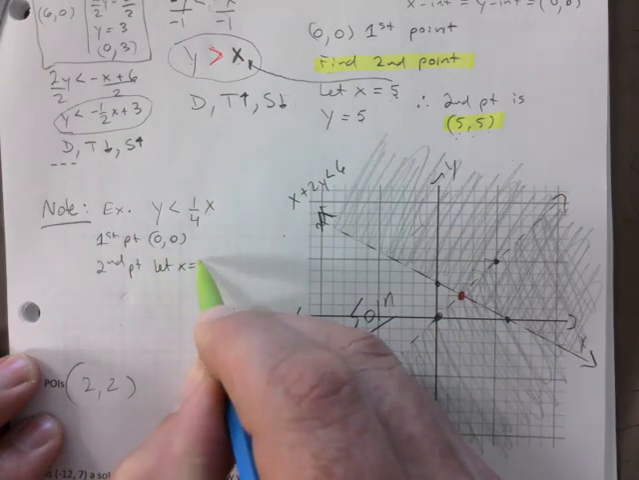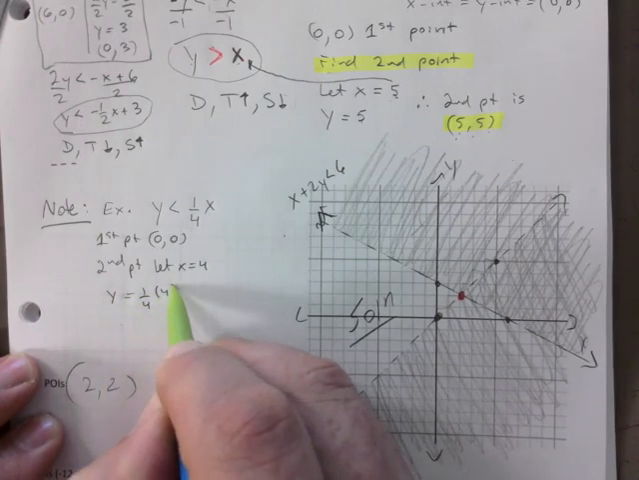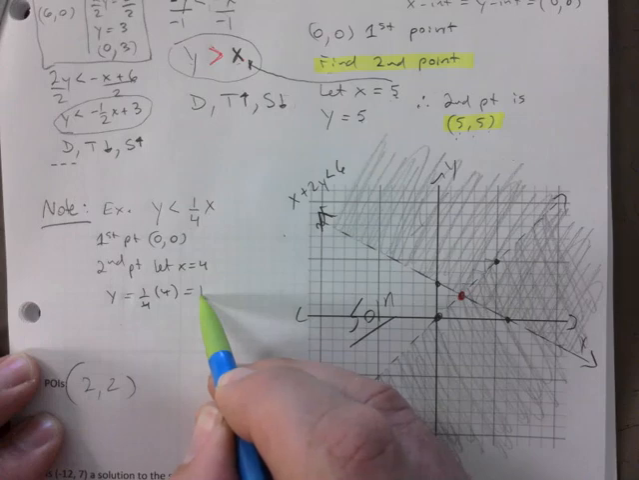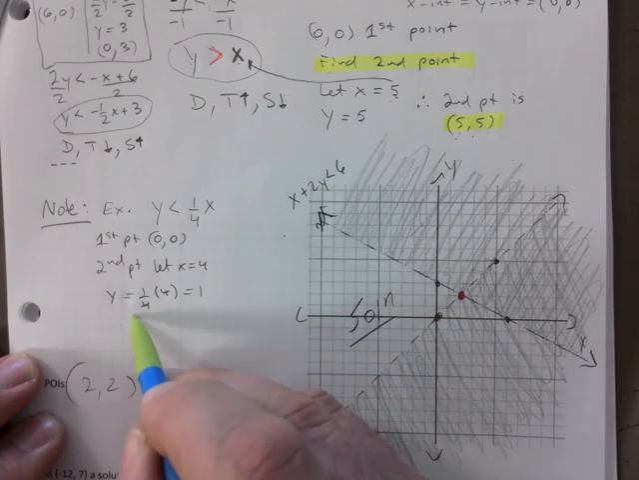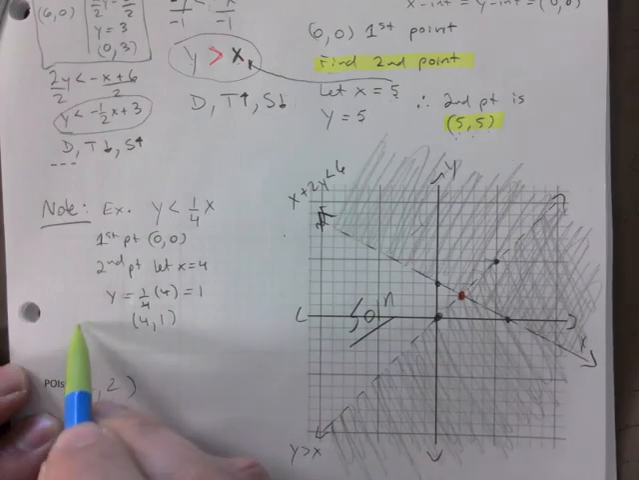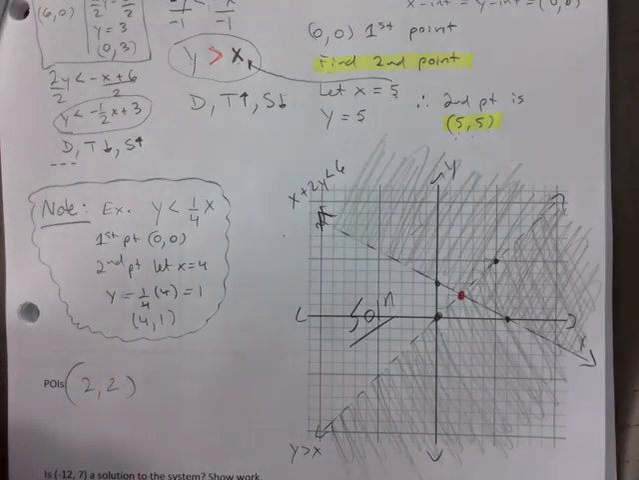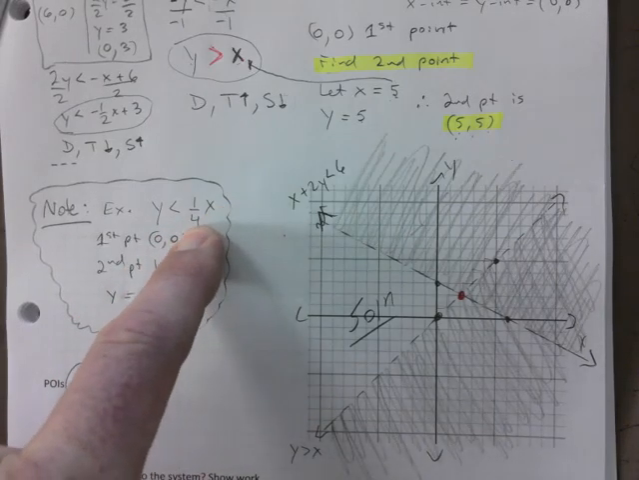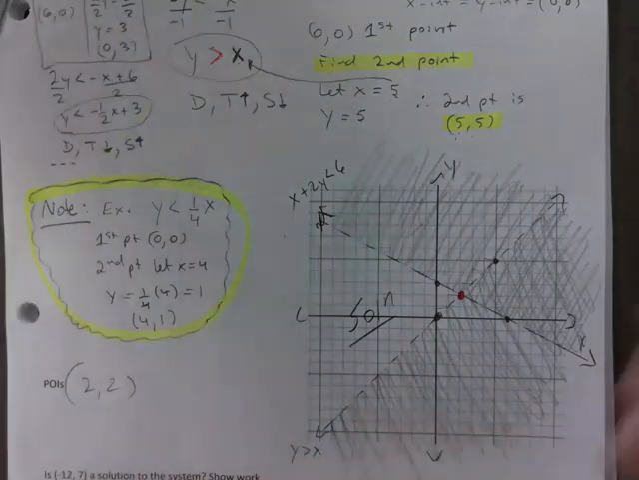Let x be 4, and then you have y is equal to a quarter times 4. These cancel out, right? So you end up with 1. So what would be the coordinate of my second point in this case? X is equal to 4, y is equal to 1. And if this is not sticking yet, you might have to come back to this down the road. Whenever you get a fraction, pick a value for x that allows you to cancel out that denominator. Okay. All right.